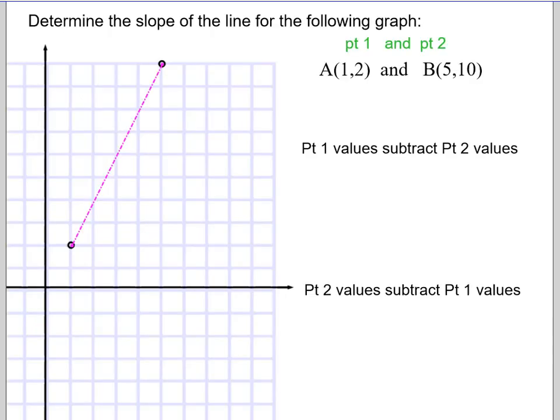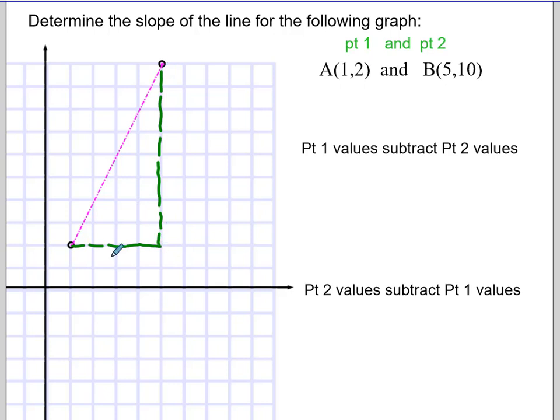So let's look at determining the slope of the line for the following. So we have these 2 points A and B at (1, 2) and (5, 10). So I've drawn those here. So what we would have done in the past is we would have just come in here and we would have counted squares. Each one of these squares is worth 1. That's why we can count them. If they're not worth 1, then we have to do some other things.